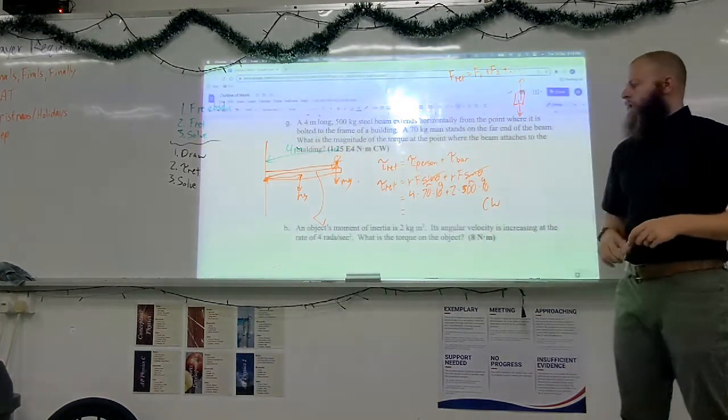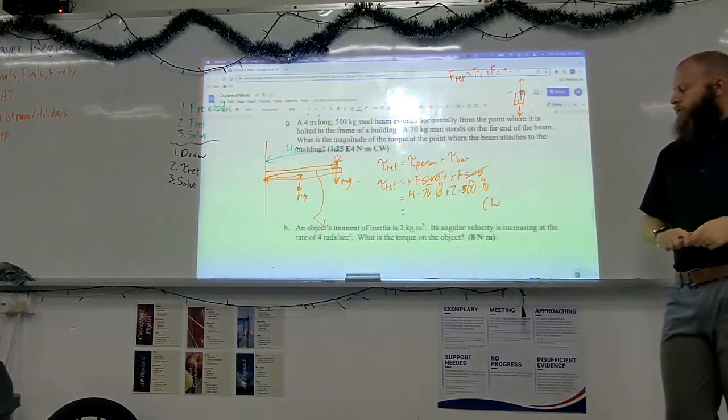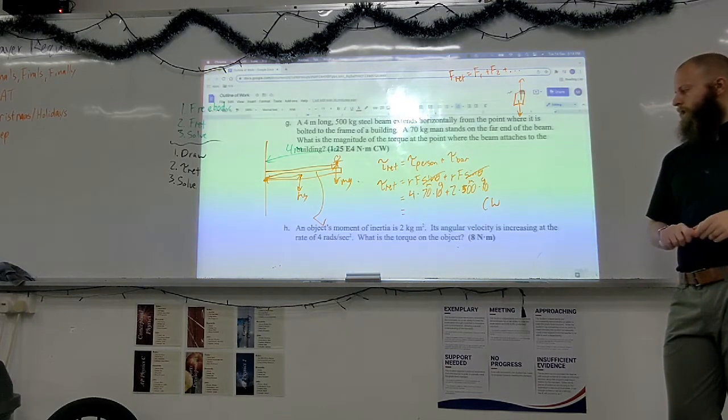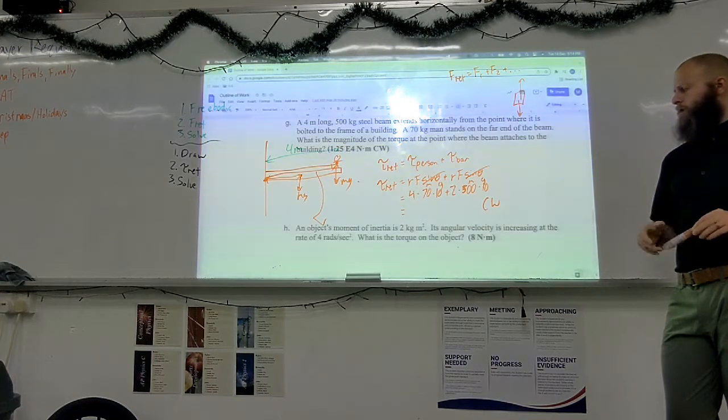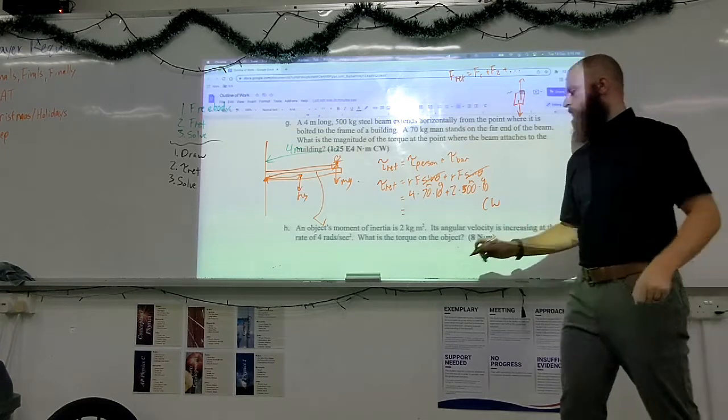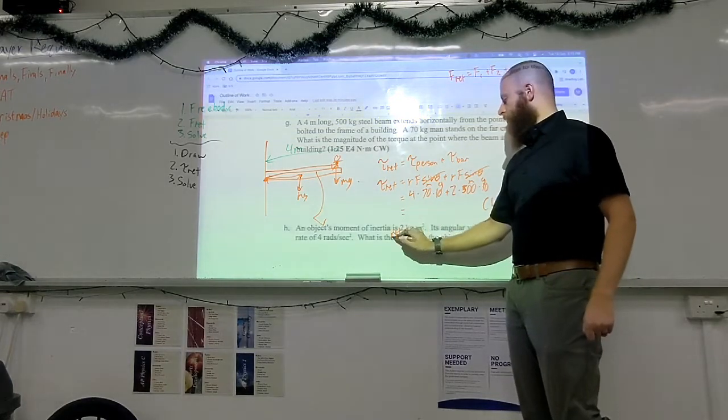Okay? An object's moment of inertia is 2 kg meters squared. Its angular velocity is increasing at a rate of 4 radians per second squared. What is the torque on the object? Or it's really asking for what is the net torque.